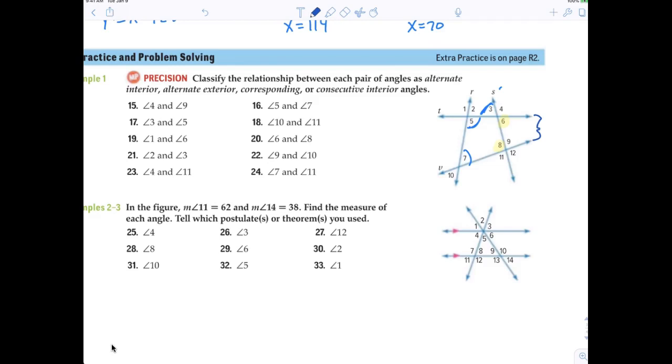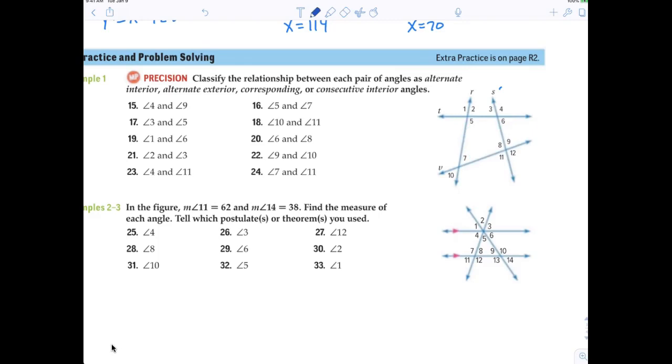7 and 11. Alternate interior. So you said that for corresponding, it's interior and exterior, but we put corresponding for 15, and they're both exterior. Okay, which one do you think I made a mistake on? I'm asking you, which one am I looking at? And then 15. Okay, so this one. Okay, so now I'm going to erase up here.